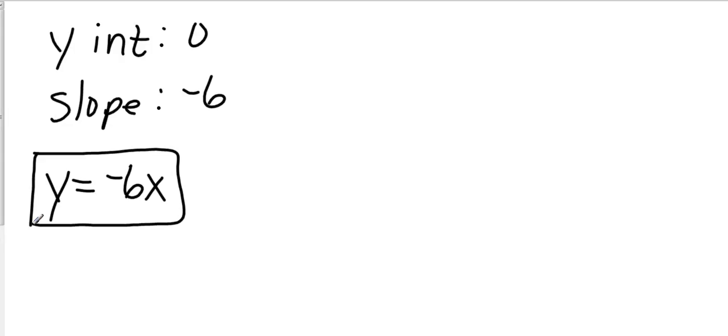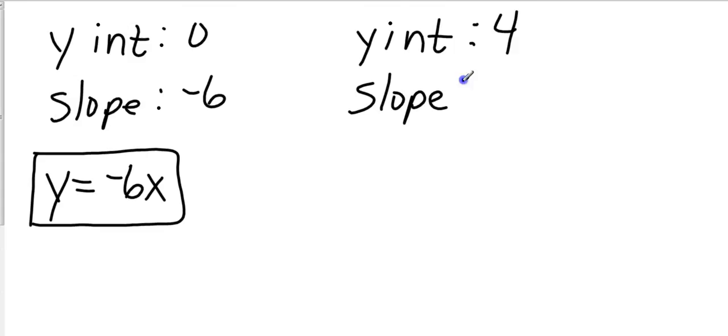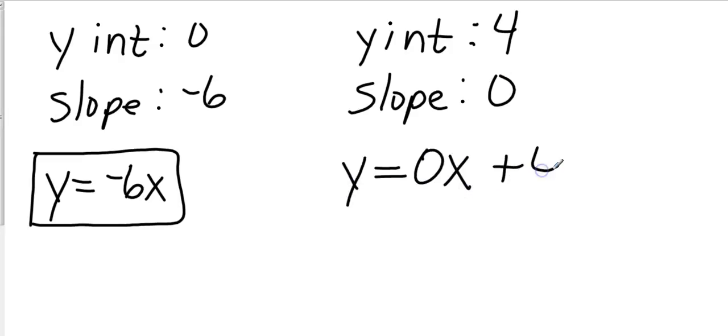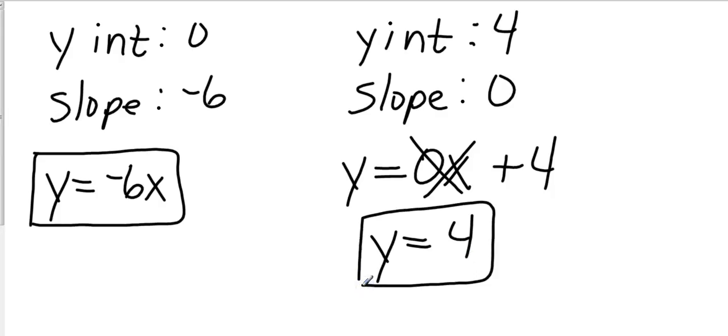And you might also see one that gives you a y-intercept of, let's say, 4, and then maybe the slope is 0. And so we know that we've only got one piece of information, and we're not going to put 0x because we don't ever have 0x. So really, we just have y equals +4. Okay?